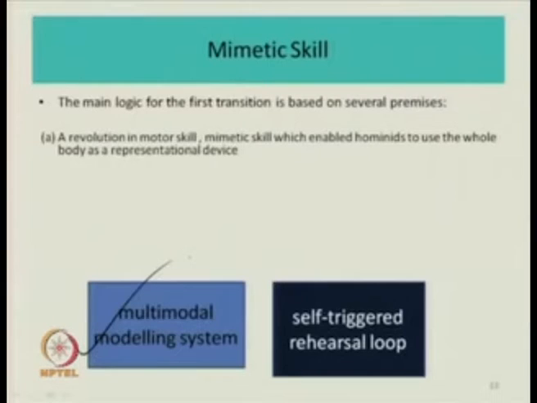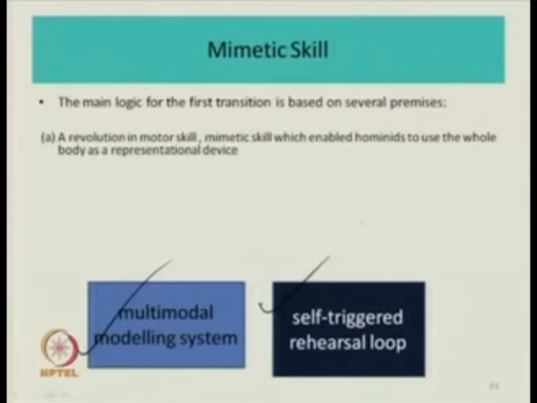Hominids were able to use the whole body as a representational device, to mime or to imitate things using the entire body. Remember, we do not have language at that stage, right? So the entire body was used to represent things, and there was a self-triggered rehearsal loop, meaning an auto-cueing system which did not need any cues. So if you want to remember an event that had happened elsewhere, you do not need to go to that place again to trigger the memories. You can trigger your memories at will.